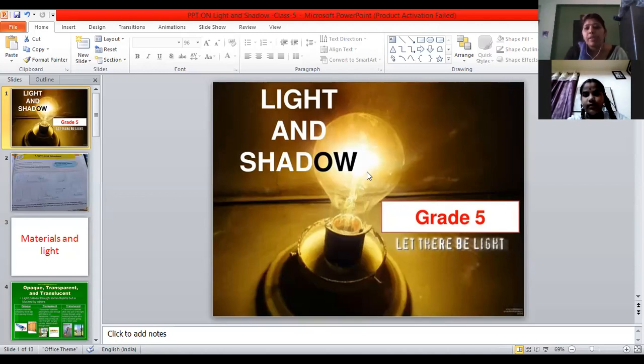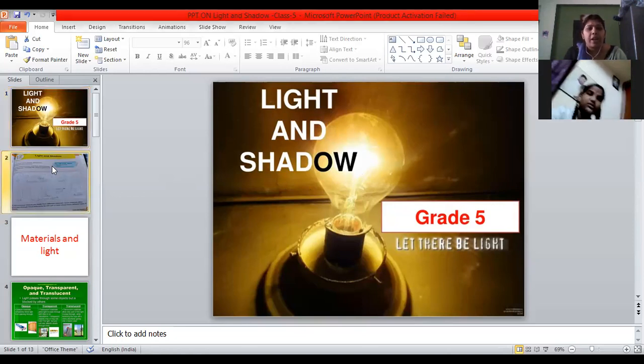Today we are going to discuss lesson number 12, light and shadow. What is our lesson, children, today? Lesson 12, light and shadow. Yes, light and shadow.